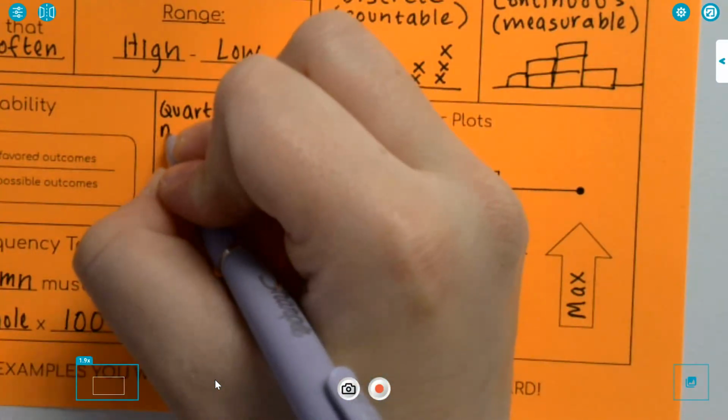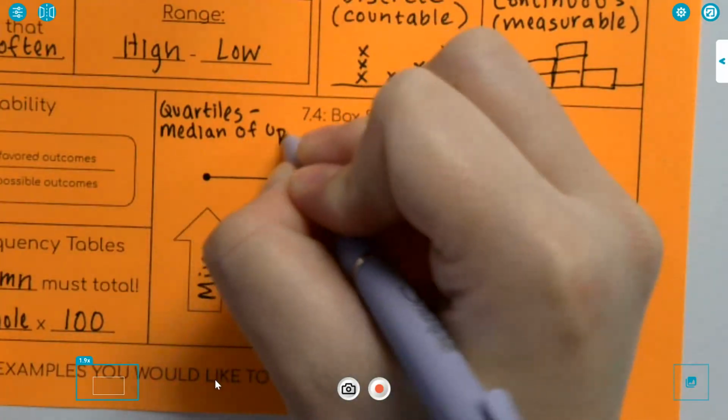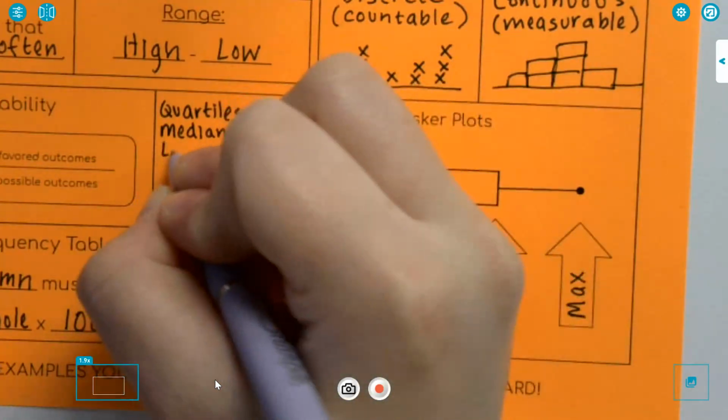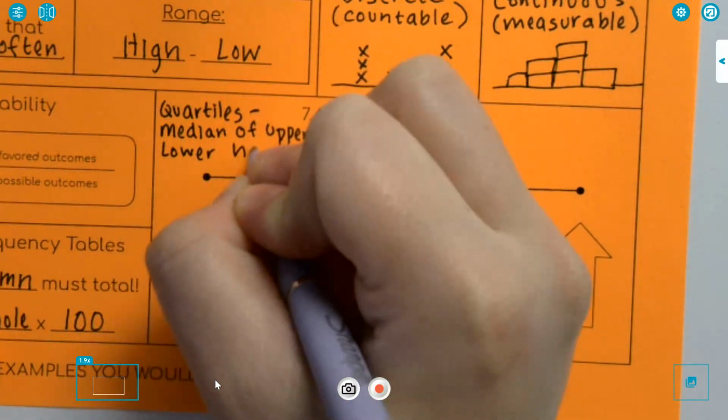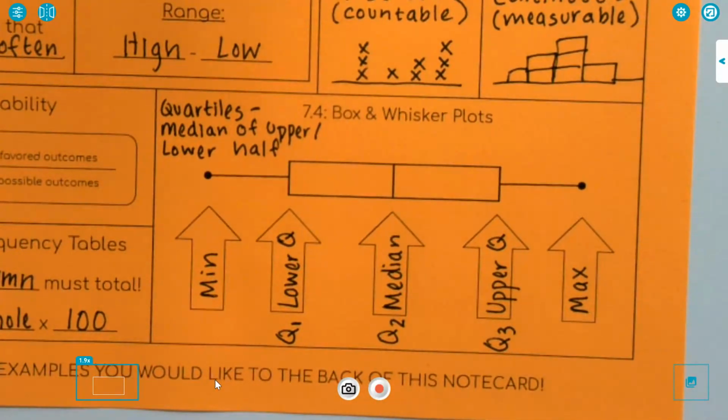Are the medians of the upper/lower halves. Okay, and then I'm going to write this, but you need to make sure you understand what I mean from examples. I'm 98% positive there's examples of each of these on your review, so then put an example on the back if you need to.